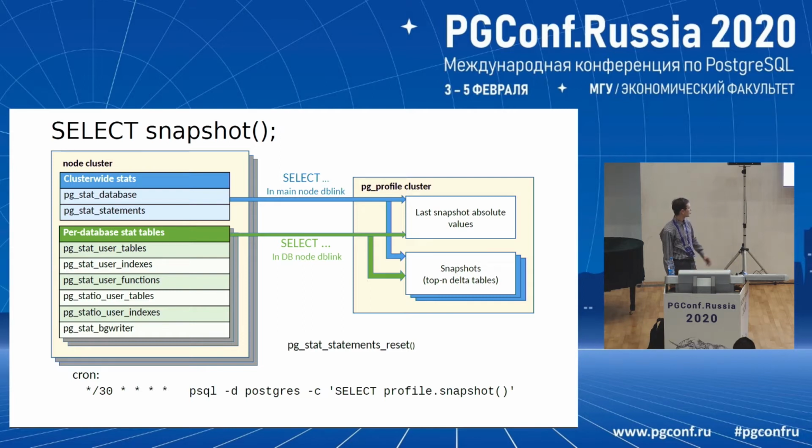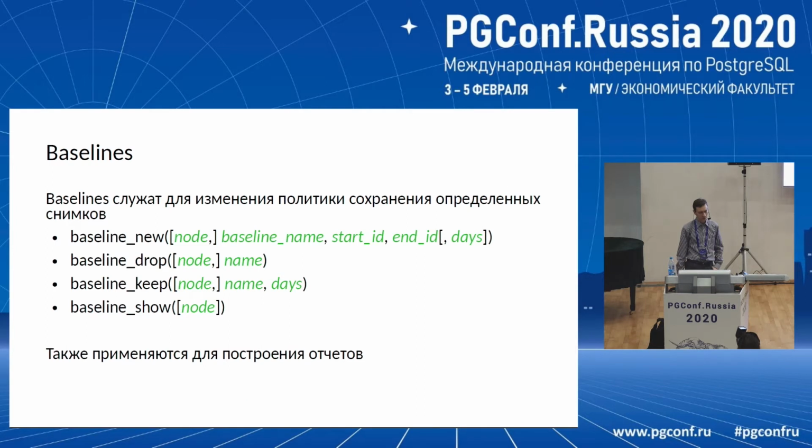This is a sample of a snapshot with Chronos statements. It does the snapshot every 30 minutes. It's better to install it in its own schema, but I will tell about it later.